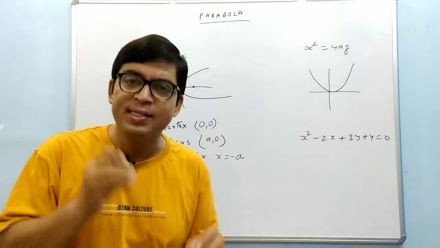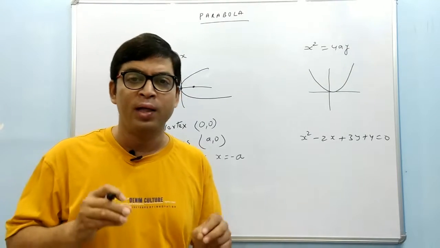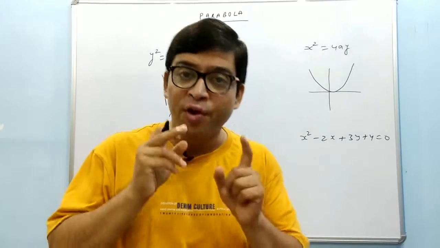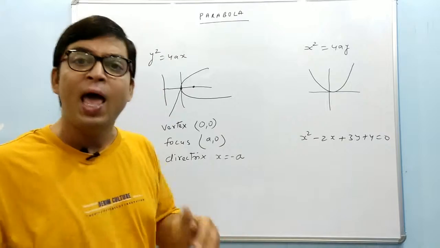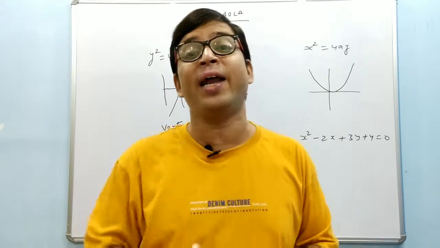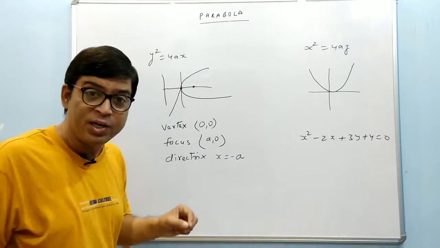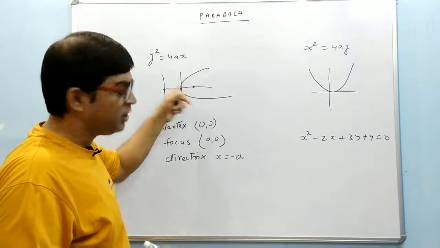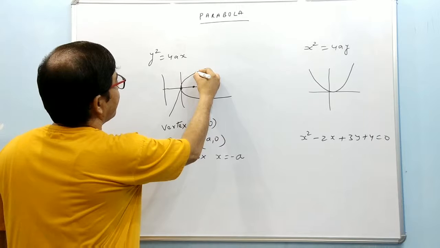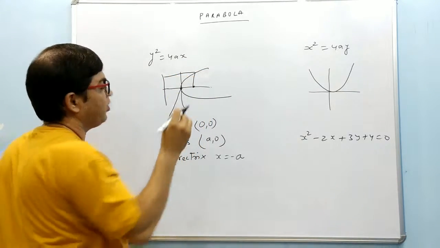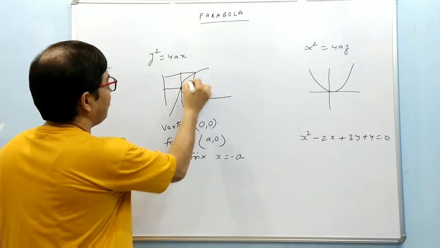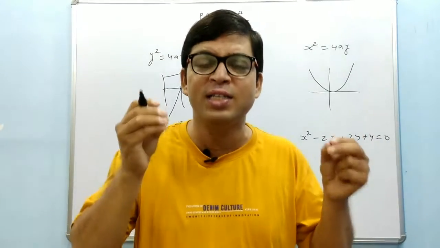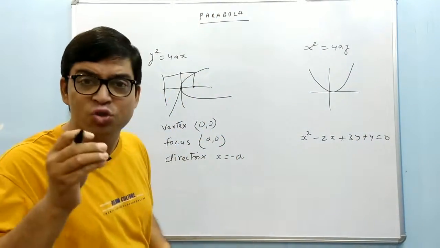Now see, what is the basic definition of a parabola? That every point on it is equidistant from a fixed point, that is focus, and from a fixed line, that is directrix. This is directrix. So every point on parabola must be equidistant from these two things. Suppose a point is here, its distance from here and its distance from here should be equal. It is here, its distance from here and here should be equal. If it is not equal, it is not a parabola.